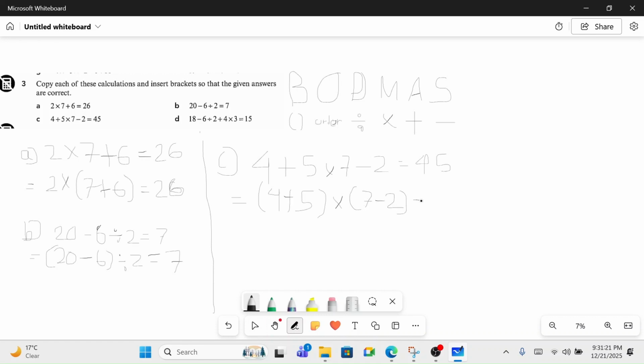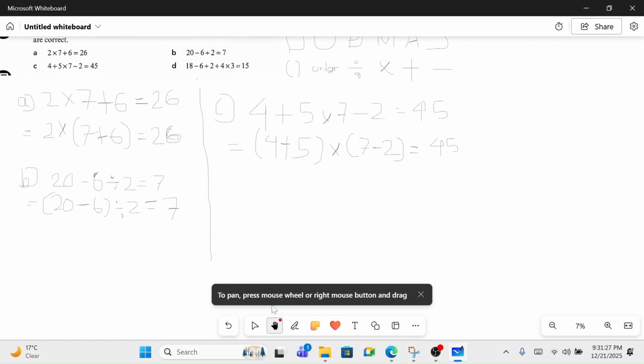And there you have it. It's literally easy as that. Okay, moving on to question number D. It asks us 18 minus 6 divided by 2 plus 4 times 3 equals to 15.